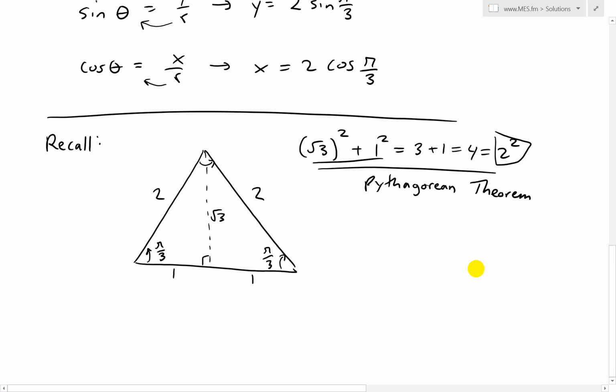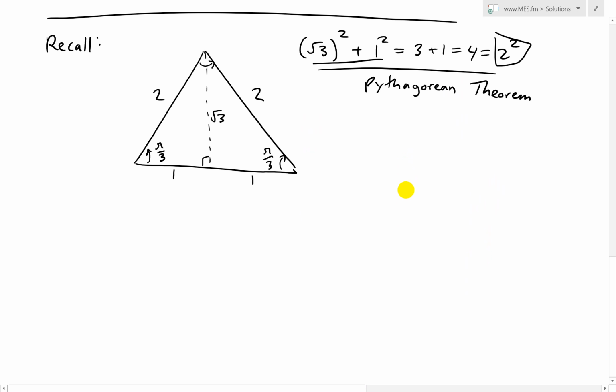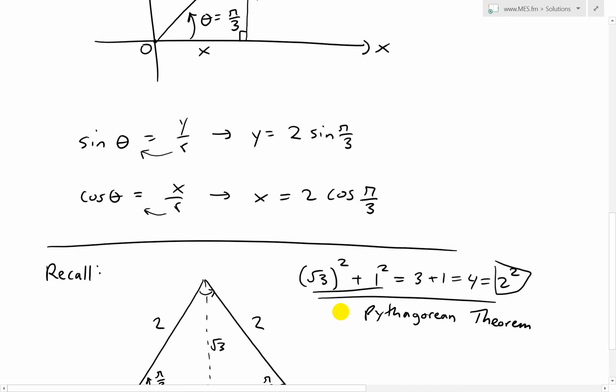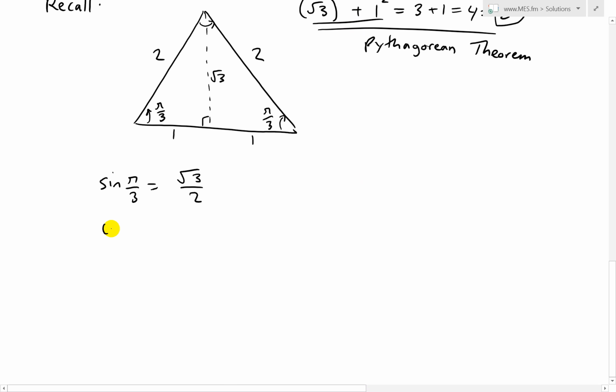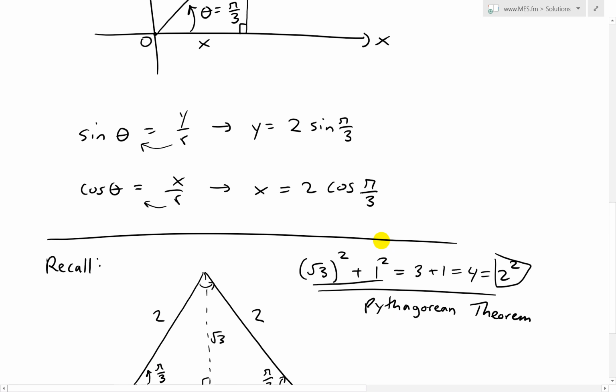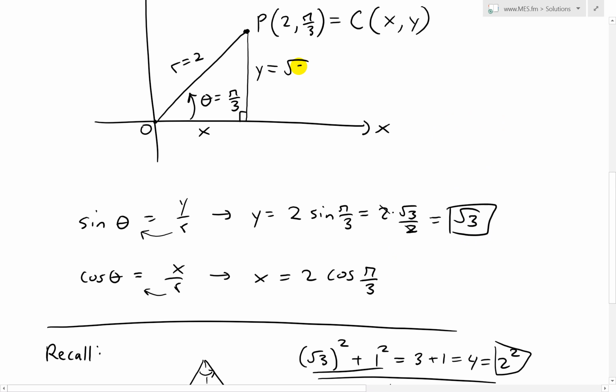From that we can see the exact trig ratios. Sine of pi over 3 is opposite over hypotenuse, which equals square root 3 over 2. We also know cosine of pi over 3 is adjacent over hypotenuse, so 1 over 2. So y equals 2 times sine pi over 3, which is square root 3 over 2. The 2's cancel, so y equals square root 3. The y coordinate is square root 3.